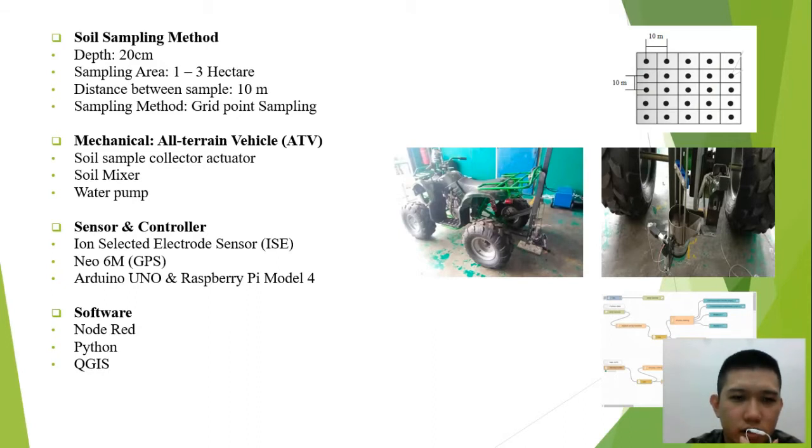For the sensors, we are using the ISE sensor to detect the soil nutrient in terms of nitrate and potassium, and we are using the NEO GPS sensor as our GPS tracker, and we are using the Arduino Uno and Raspberry Pi Model 4 as our controller. For the software, we are using Node and Python to control our controller, and QGIS was used to create the fertility mapping.